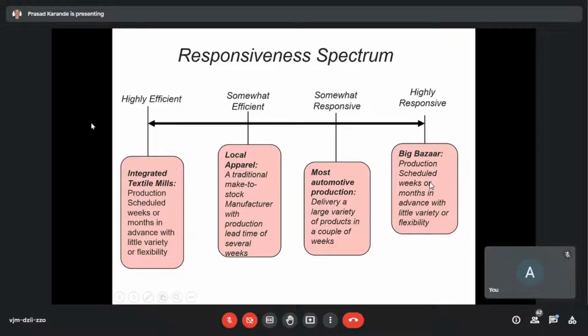Now if you go to the highly efficient supply chains, you will see the integrated textile mills, where production is scheduled weeks or months in advance with little variety or flexibility. So if you see the textile mills, large productions are done, as in the apparel industry or textile industry, especially in the Asian countries, as we discussed last time, maybe in Bangladesh or India, where cheap production costs help produce a large number of products. Moderate cost or low cost products are manufactured here.